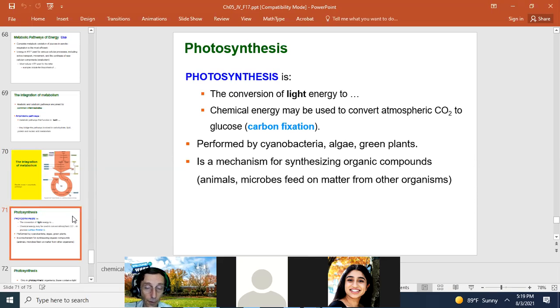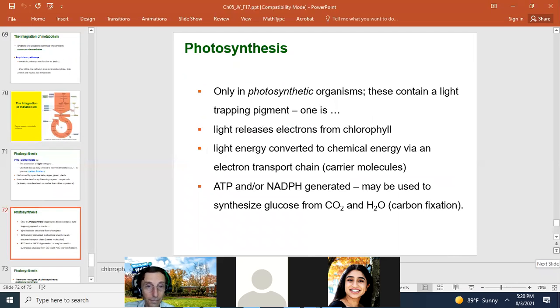This is performed in green plants, I think everybody knows that, in algae, but in many bacteria, including the cyanobacteria. This is a mechanism for synthesizing organic compounds like glucose, which is essential for animals and microbes to feed on, meaning we would not have food if it wasn't for the photosynthetic organisms. And you say, but I eat beef. Well, the cow eats the grass or the green plant.